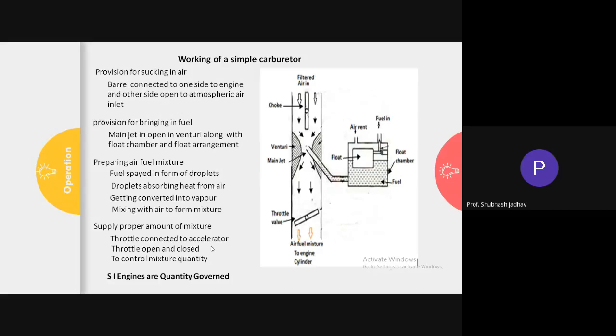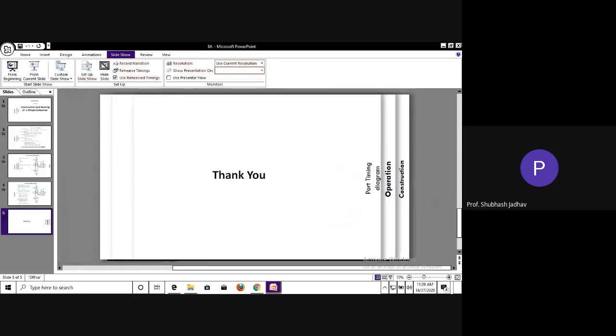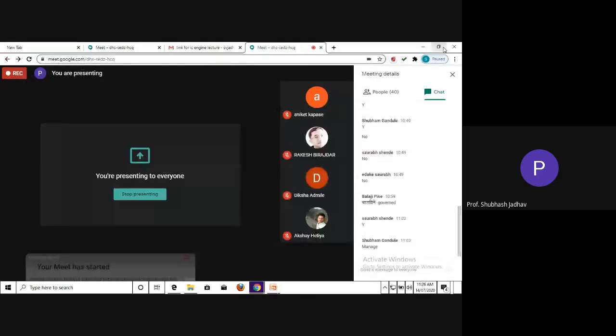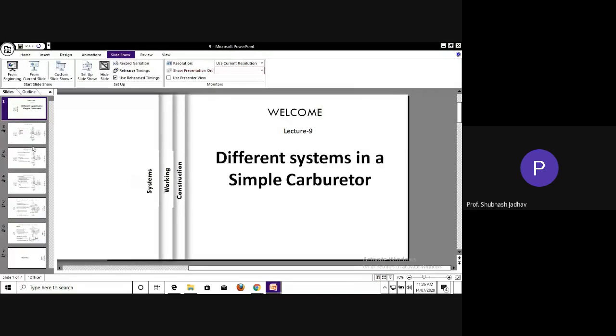Clear? Yes. Okay. So SI engines are quantity governed. I hope everybody understood the point, how we can call the SI engines as quantity governed engines. Now moving ahead, we will go for the next point.